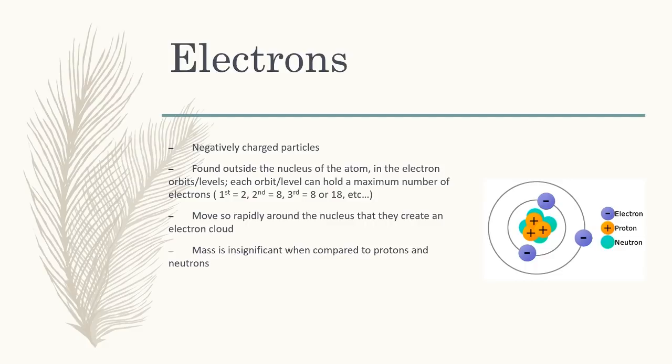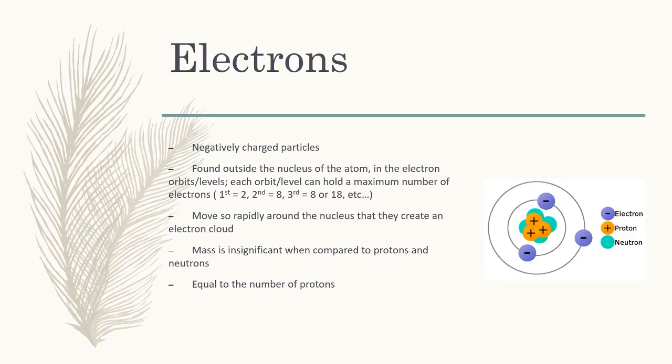The important piece for the mass part is that electrons are super insignificant compared to the protons and the neutrons. There are several orders of magnitude of difference between their masses. So electrons aren't really counted when we're discussing the mass of an atom.